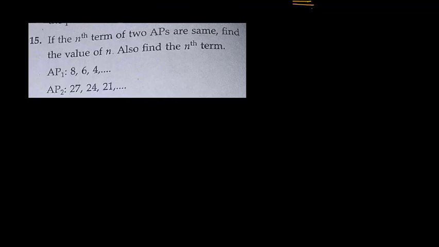Now the next question. If the nth term of two APs are same, find the value of n. Also find an. Now two APs are given. AP1 is 8, 6, 4 and so on. Here the first term I will write as small a, small a is 8. The difference d is 6 minus 8, which is minus 2.